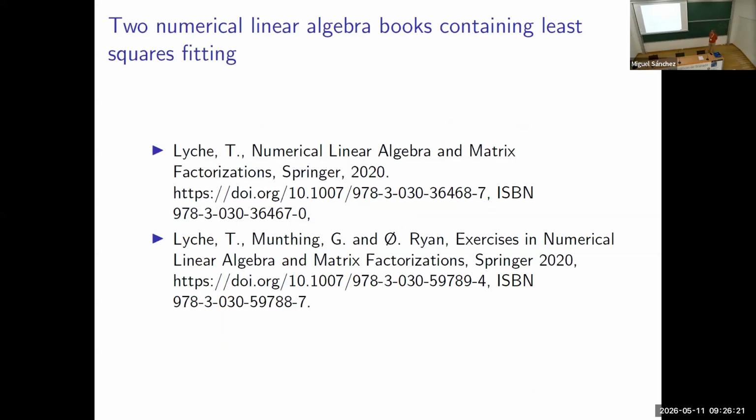If you want, one possibility is to look in this book, Numerical Linear Algebra and Matrix Factorizations, which explains the linear algebra background for these things, and also talks a little bit about curve fitting. And there's a companion exercise book with Georg Munting and Øyvind Ryan, which has solutions to all the exercises if you want to study this.